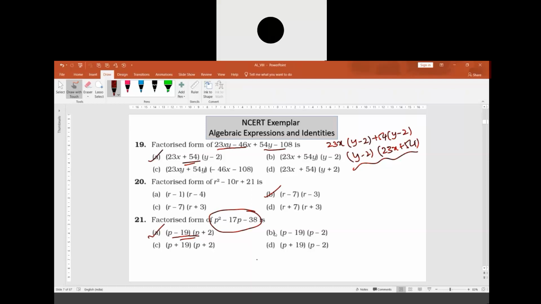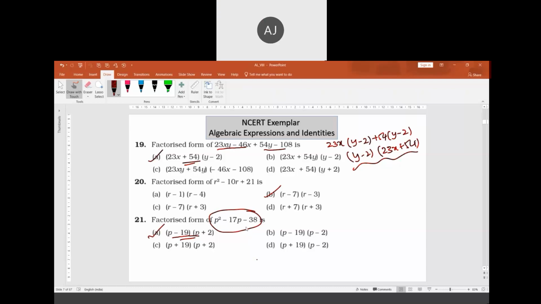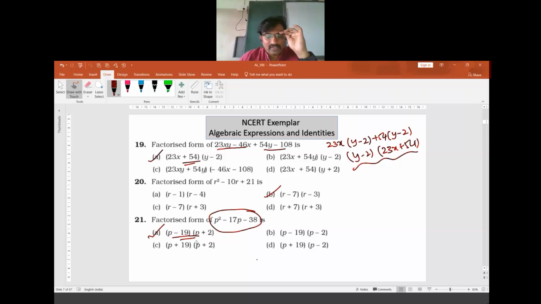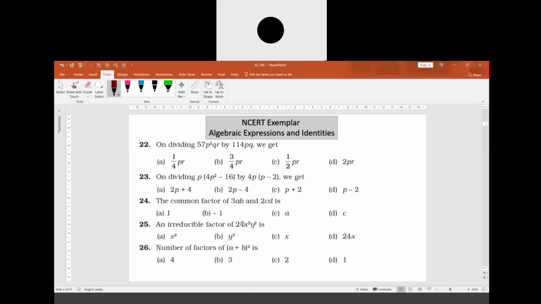When I was telling that MCQ questions will be asked, Abhinav started saying that we can multiply the factors and then we can think about the question, isn't it? We are following the same method here. I am just looking at the numbers here. Minus 19 added to plus 2 is minus 17. Minus 19 into 2 is minus 38. So you can identify the answer like that.